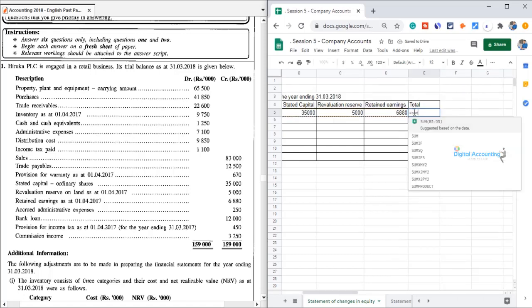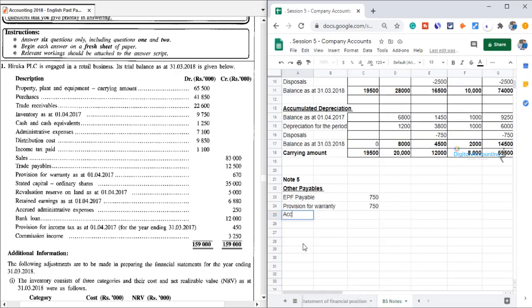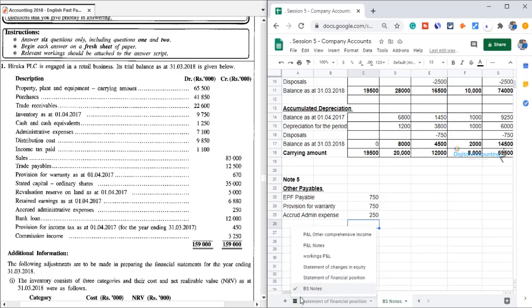So the total will be 46,880. Accrued administrative expenses 250. That's an other liability. And bank loan 12,000, we have done with that. And provision for income tax as at 1st April 2017 for the year ending 31st March 2017, and we have done with that one. And commission income 3,250, that's another income.